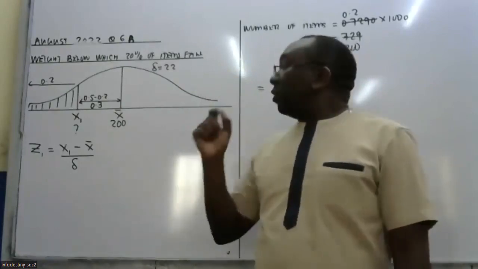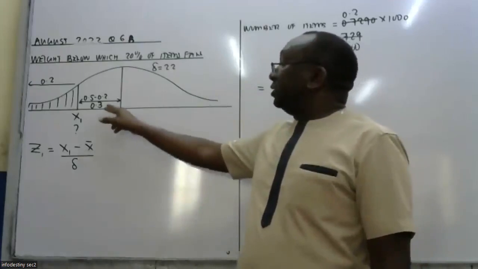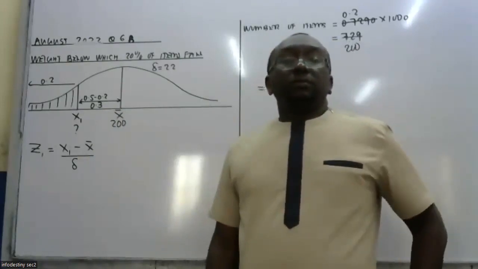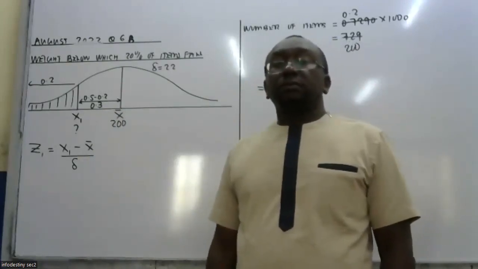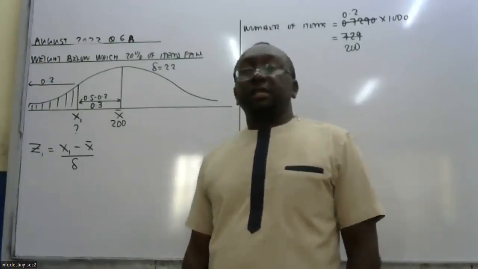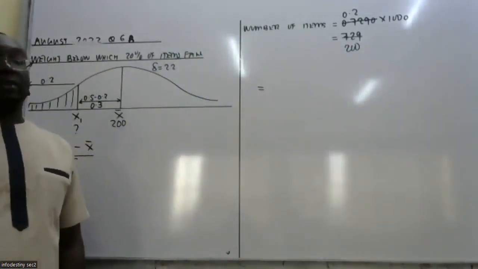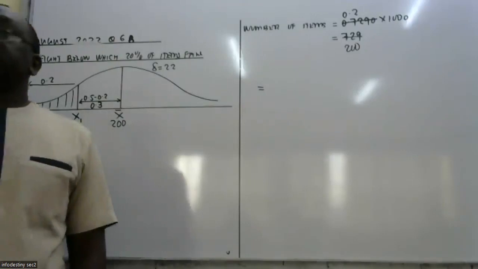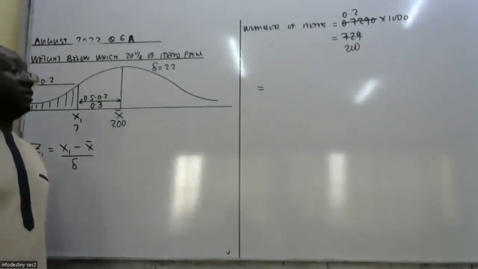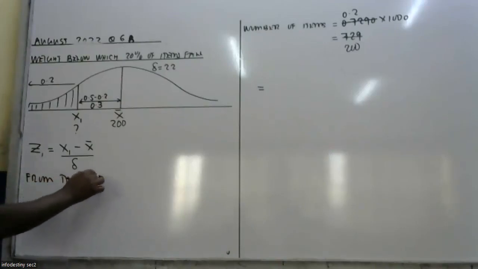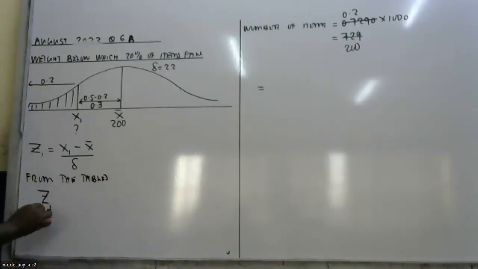So with that now, I want you to get inside those tables. You track 0.3 or you locate it. Inside the tables, 0.3. If you are not getting it exactly, you pick the value that is closest to it. Have you seen it? Now, if you have seen it, so angalia hapa. Tutakuja hapa tuseme from the tables, Z1, look here.